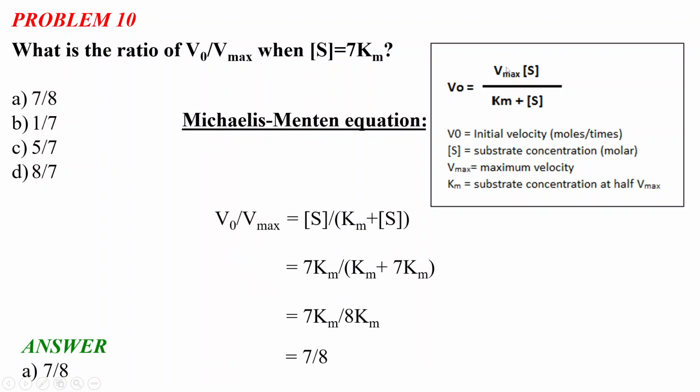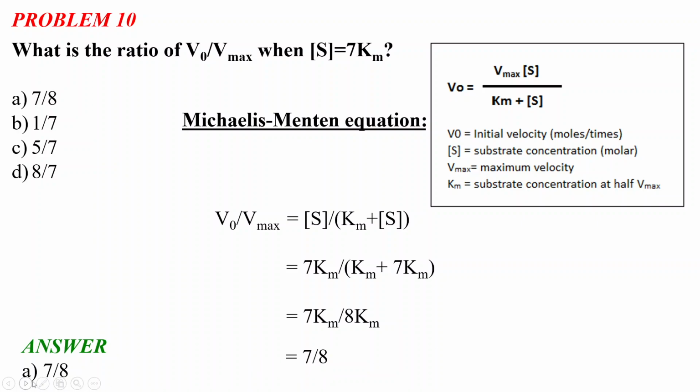So what happens if you just take this Vmax to the left hand side? We will have V0 by Vmax, and it is equal to substrate concentration divided by Km plus substrate concentration. Now, in our question it is given that the substrate concentration is 7 times Km. So we can replace this substrate concentration by 7 Km in our equation. That will give us 7 Km divided by Km plus 7 Km, meaning 7 Km divided by 8 Km. So this Km cancels out and we have 7 by 8.